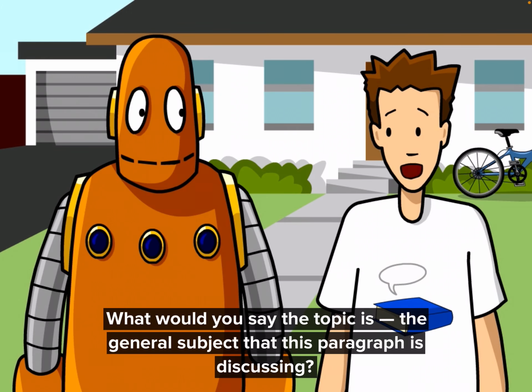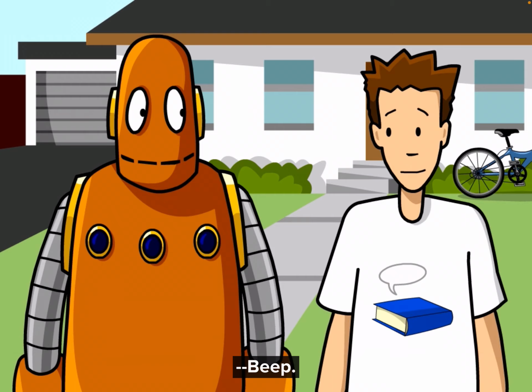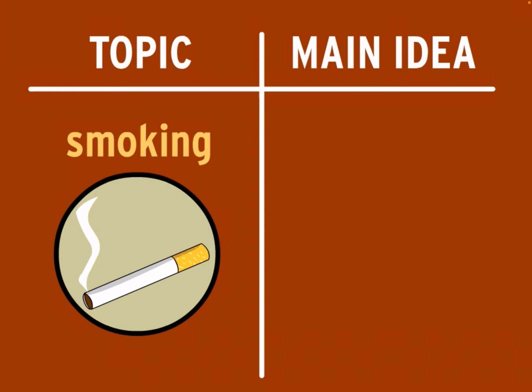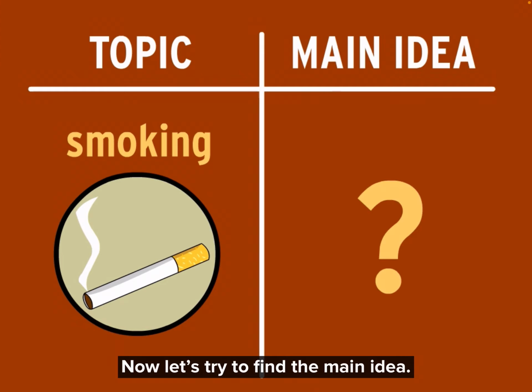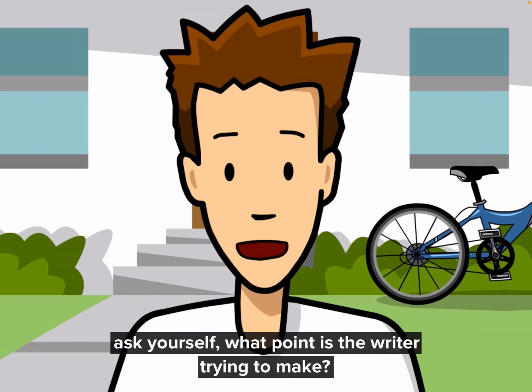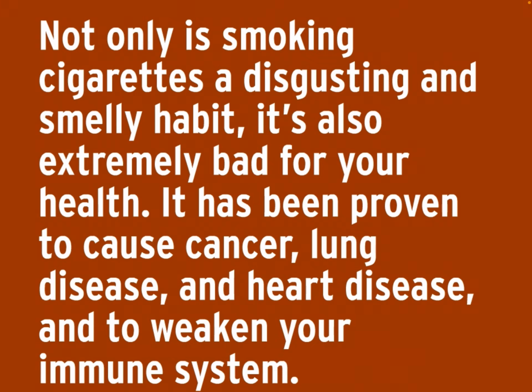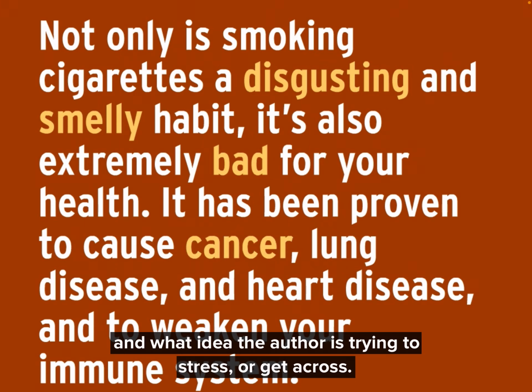What would you say the topic is, the general subject that this paragraph is discussing? That's right, the topic is smoking, specifically cigarette smoking. Now, let's try to find the main idea. To find the main idea, ask yourself, what point is the writer trying to make? It's always helpful to skim through the passage again and see what words are repeated and what idea the author is trying to stress or get across.